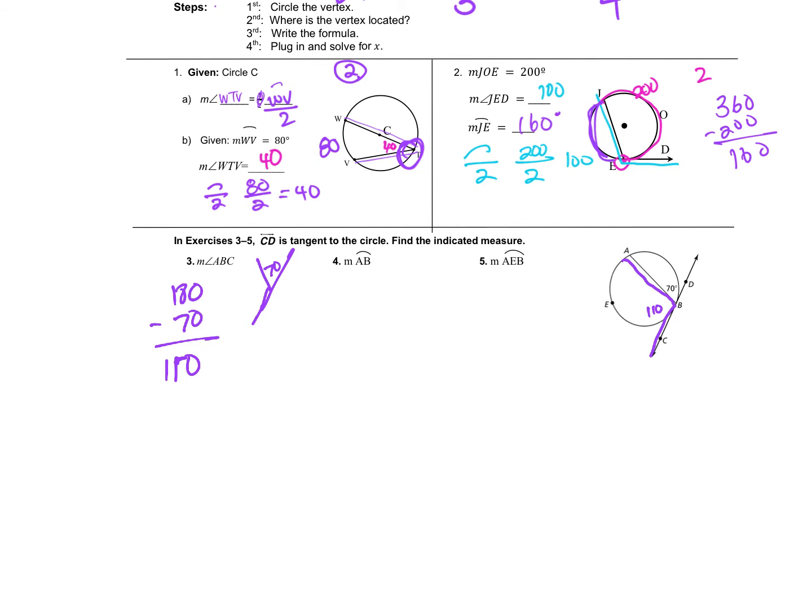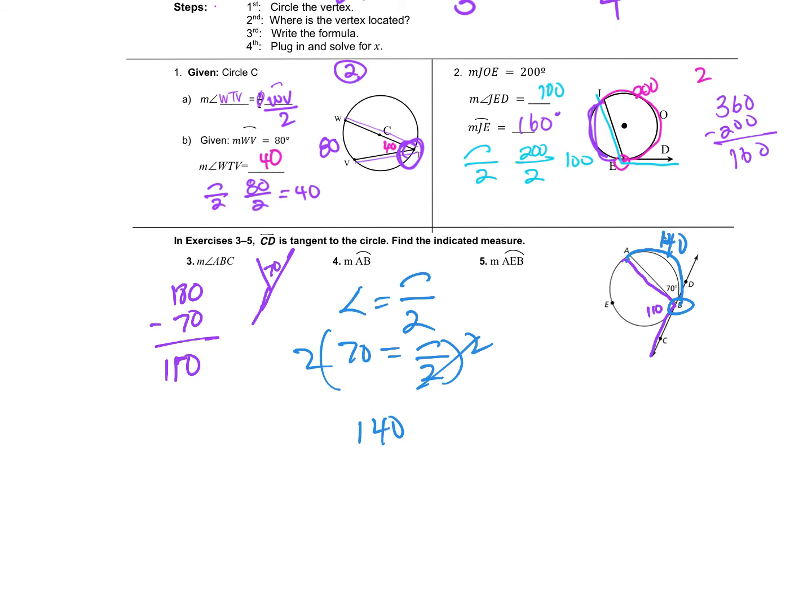All right, so let's look for arc A to B. Remember, arc A to B is going the quickest way. So we're going this way right here. Where is the vertex? The vertex is on the circle. So it's going to be the angle equals the arc divided by 2. So what is the angle or the arc? The angle is 70. 70 equals the arc divided by 2. So I'm going to multiply both sides by 2 to get rid of the 2 on the denominator. So that gives me 140. So the arc for right here would be 140.